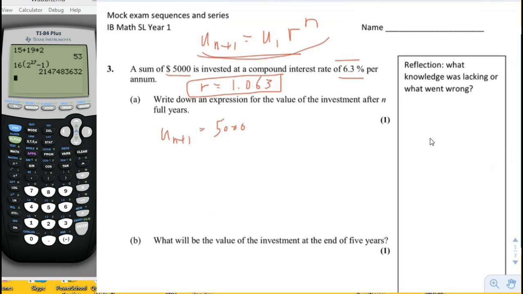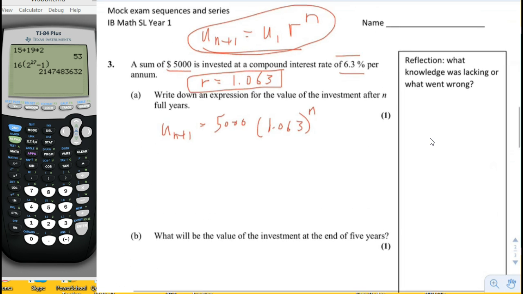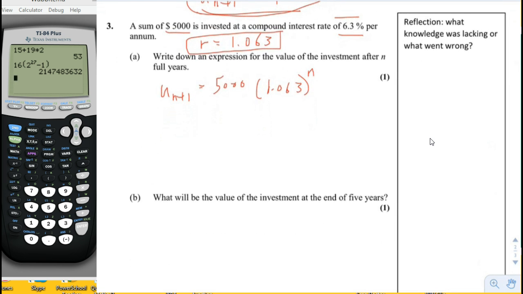Make sure you write this equation at the top so that you get 1 point just for choosing the right equation. That way, even if you mess up, when you write this out and fill in the variables, you still might get a point. Okay. What would be the value of the investment at the end of 5 years?